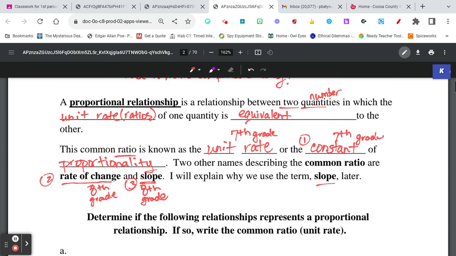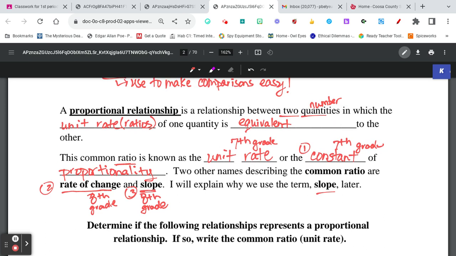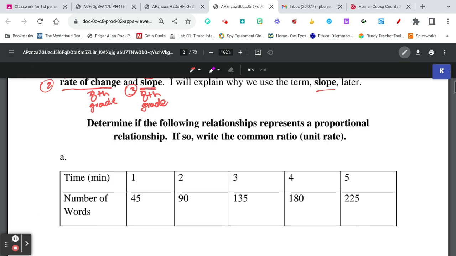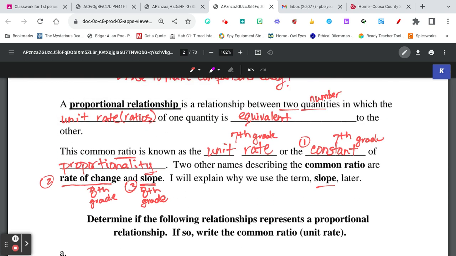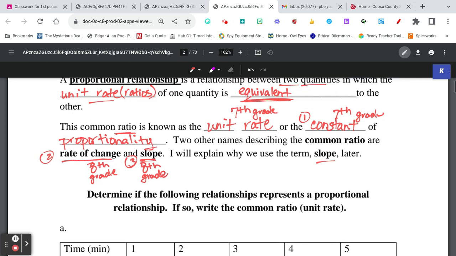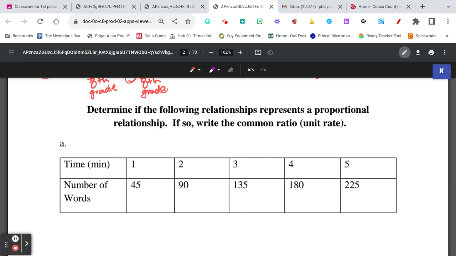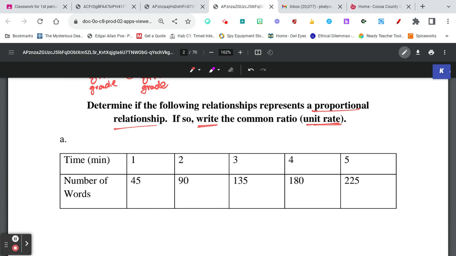All right, so we're going to see if the table below represents a proportional relationship between its time and number of words. It says your unit rates have to be what? Equivalent, okay? We get a unit rate by taking the dependent and dividing it by the independent. That makes our ratio. It says determine if they are proportional. If they're proportional, we're going to write the unit rate. Everybody with me?